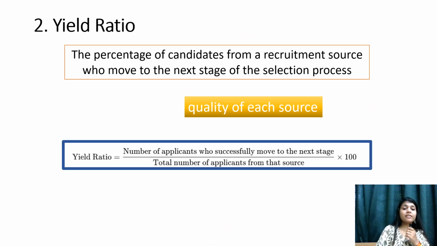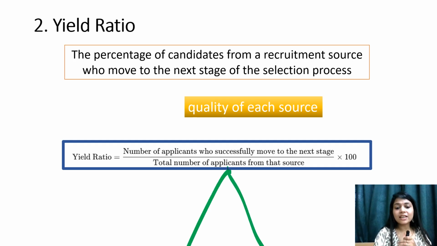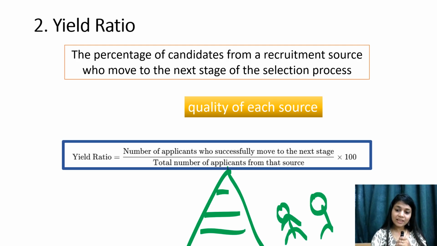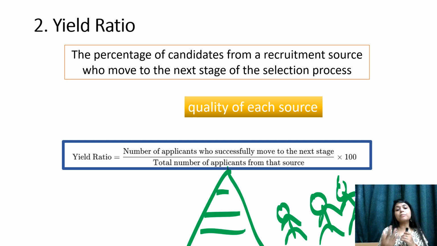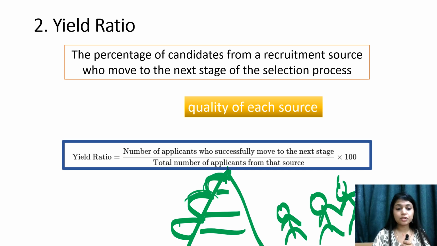The second one is yield ratio. This is the percentage of the candidates from a recruitment source who move to the next stage of the selection process. For example, this is a pyramid. Many candidates are there, and they go through each stage, and with every stage the number gets reduced. So yield ratio tells you how many people reach the next stage from the earlier stage.